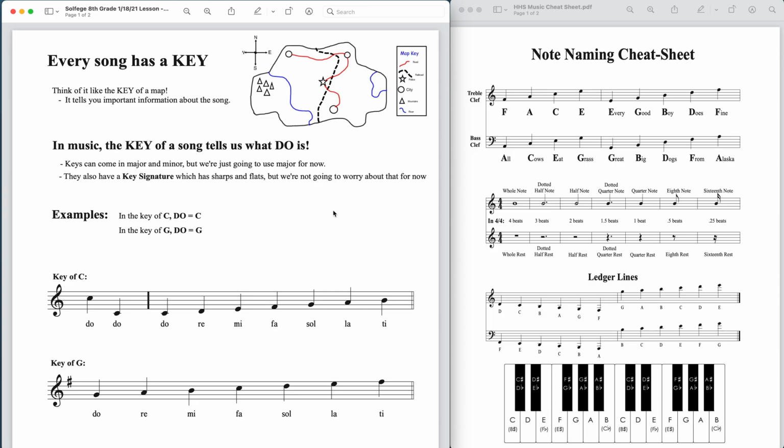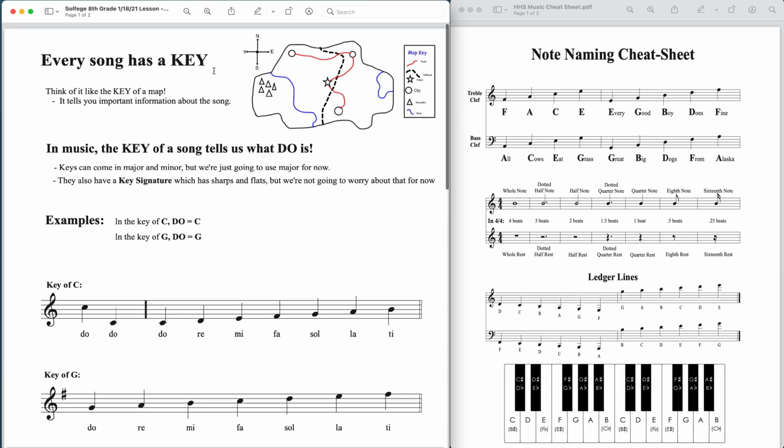So over here on the left side of the screen is what we'll be dealing with mostly. It's a document that I'll be going through with you to teach you about musical keys, okay? So the first big text here, every song has a key. Think of it like a key of a map. It tells you important information about the song.